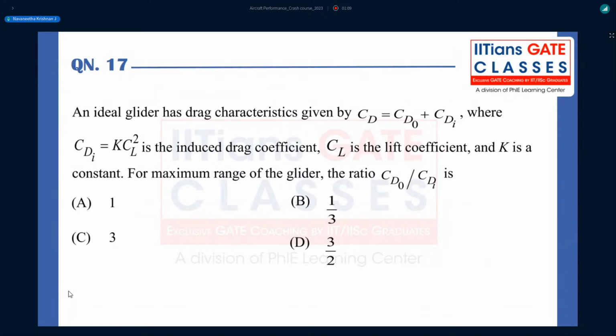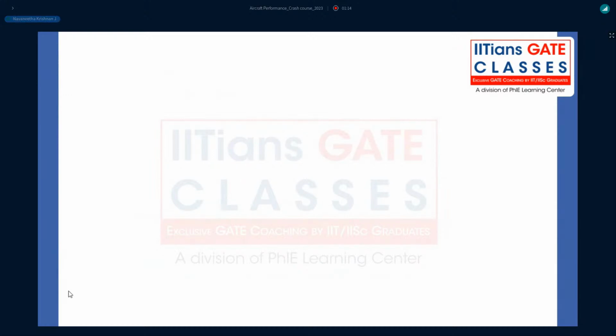They have told that it is a glider. So for gliding flight, we know that tan gamma equal to h by range, that is equal to 1 by L by D. They have asked for maximum range condition. For maximum range, L by D is max.